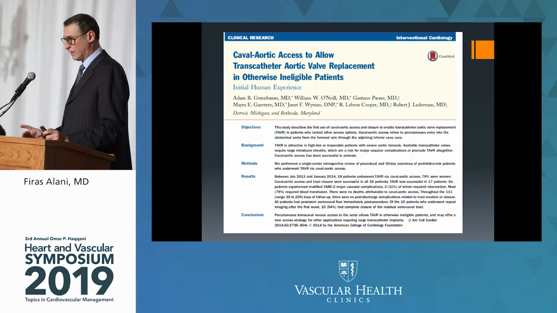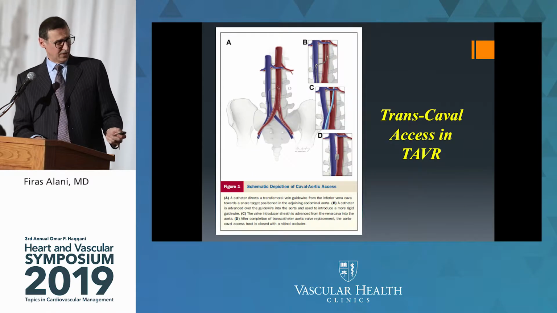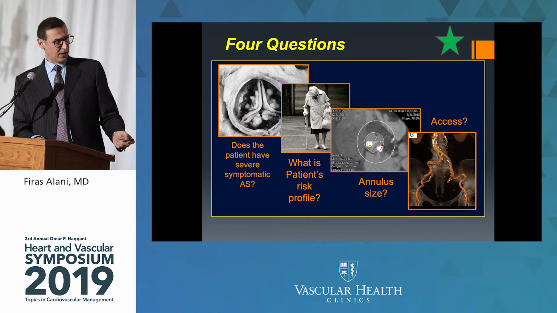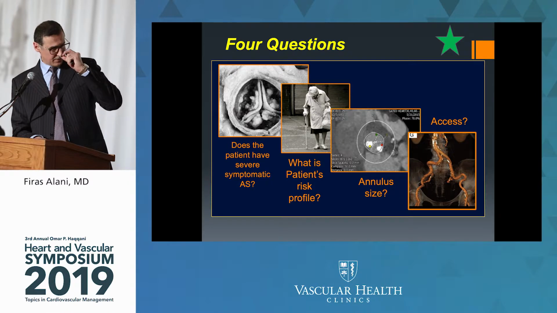Severe peripheral vascular disease. And this is a diagram showing the depiction of it. You can see the blue is the IVC, the red is the aorta, and you can see a catheter coming from the IVC, traversing into the aorta, and then on the way out, that is closed by the ASD or a VSD device.